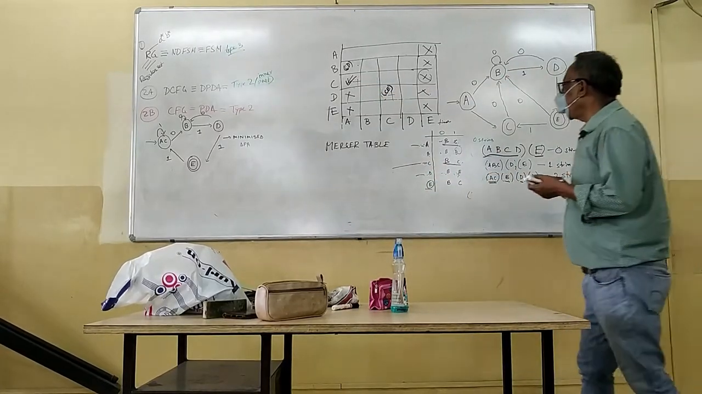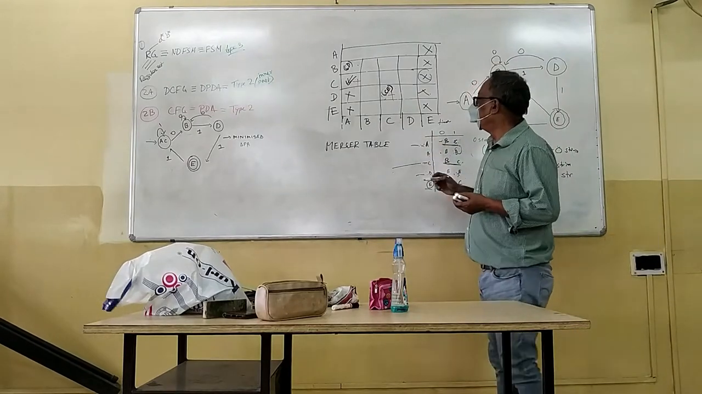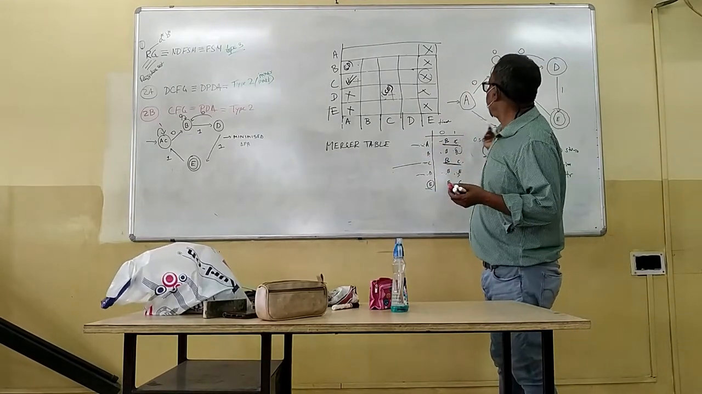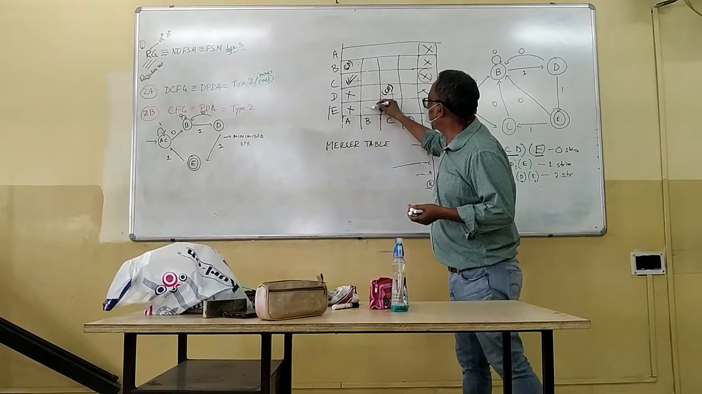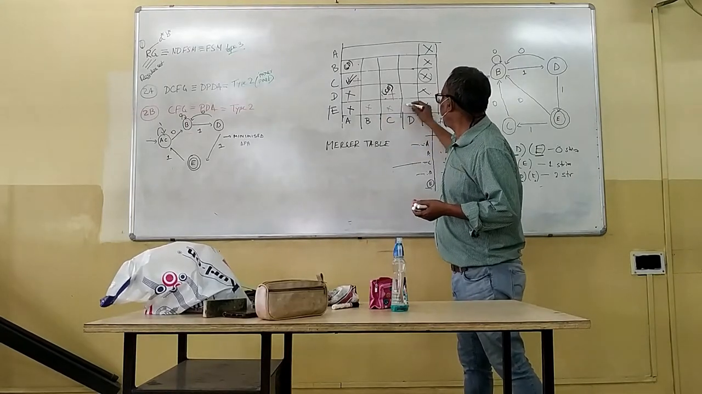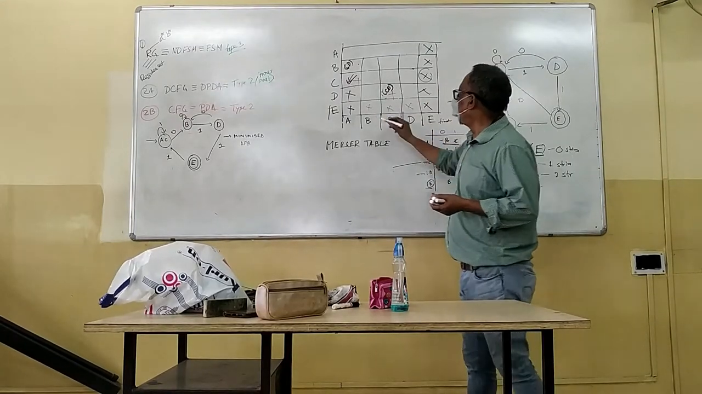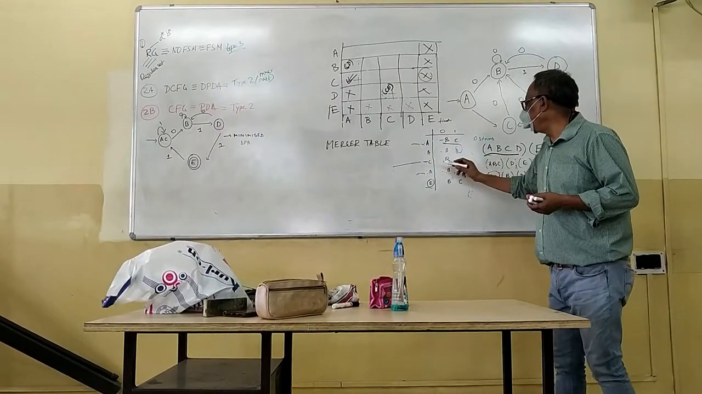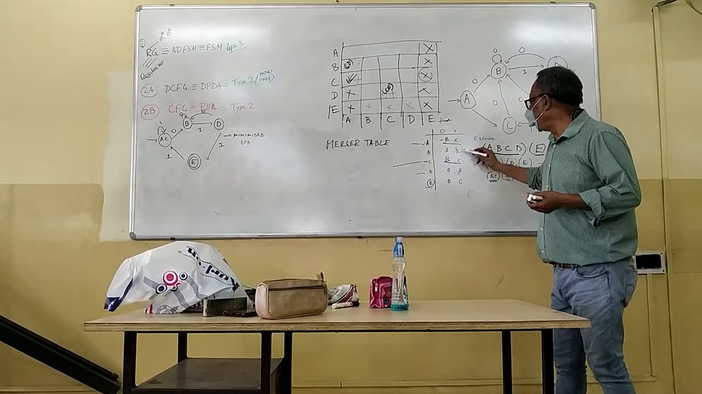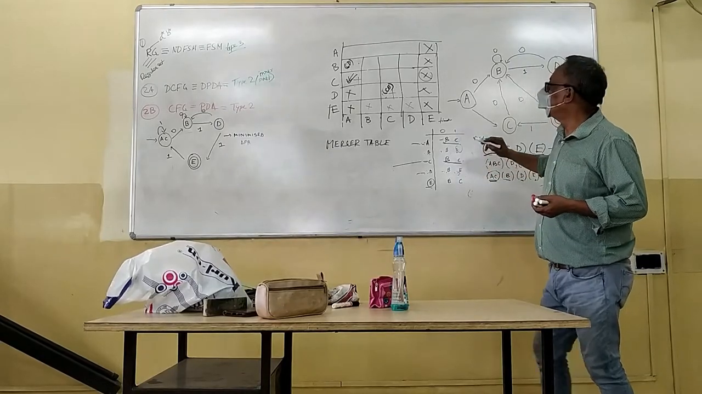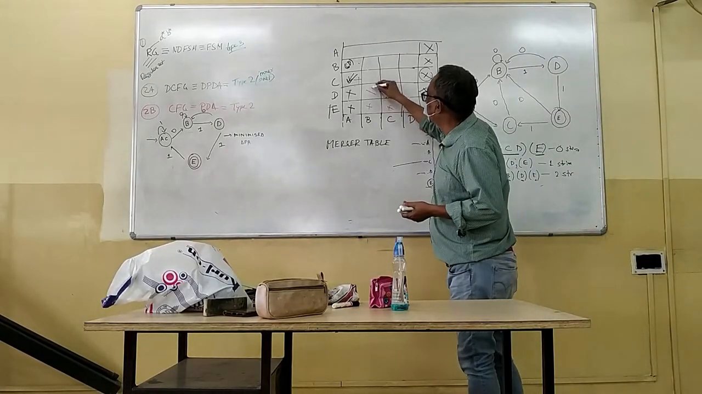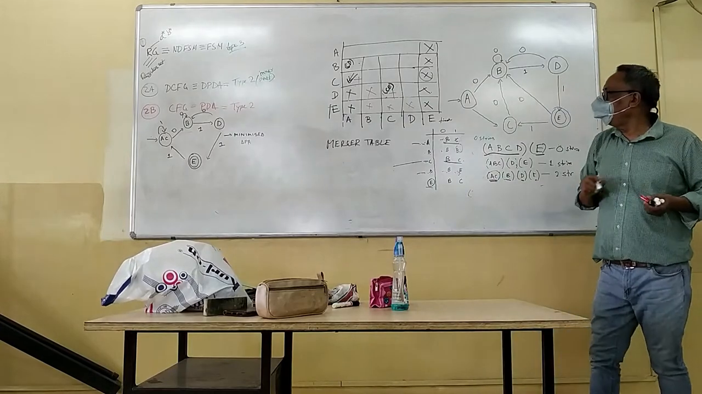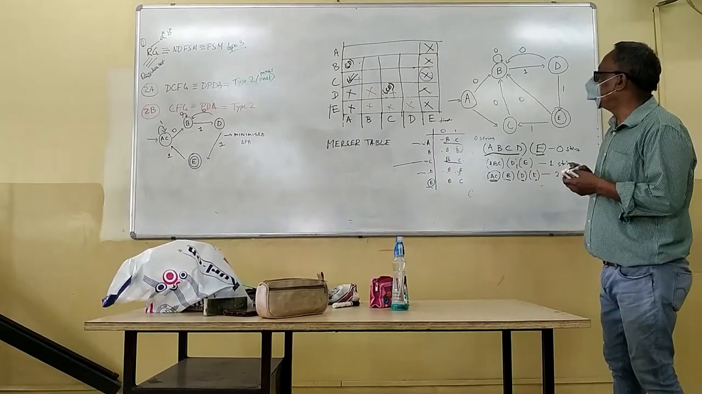Now we go for another thing. BE. BE is not the same. Correct? So this is crossed all across. Now come BD. B and D. B is same, but D is separate. So BD cross. In this way, you can find only AC.